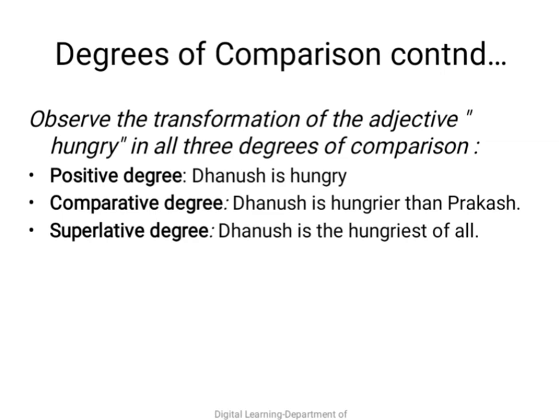Observe the transformation of the adjective hungry in all three degrees of comparison. Positive degree, Dhanush is hungry. Look into the transformation of the word hungry in comparative degree. Dhanush is hungrier than Prakash. So you introduce another character to compare Dhanush's hunger. In the superlative degree, Dhanush is the hungriest of all. So you keep him supreme and describe him with the adjective.